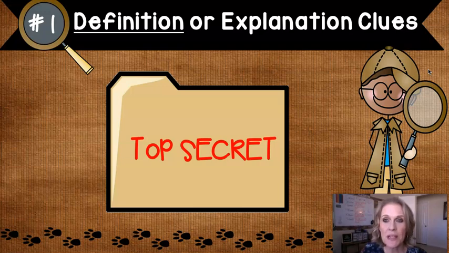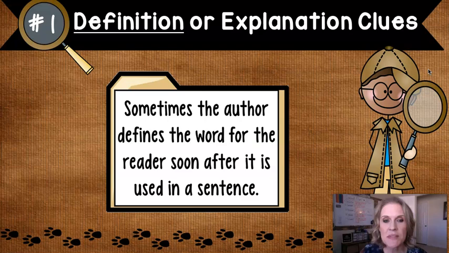Definition or explanation clues is our context clue number 1. You're going to want to write this down. So what does that mean? Sometimes the author defines the word for the reader soon after it is used in a sentence. Pause if you need to.